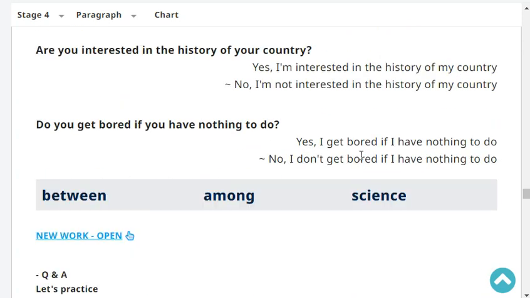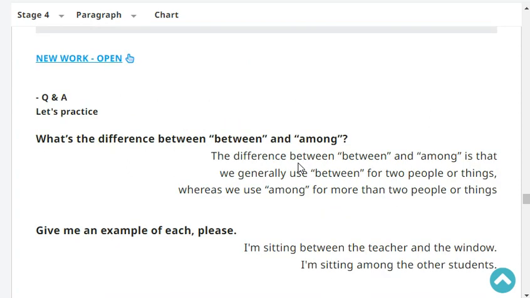Do you get bored if you have nothing to do? Yes or no? Yes, I get bored if I have nothing to do. Very good. What's the difference between and among?